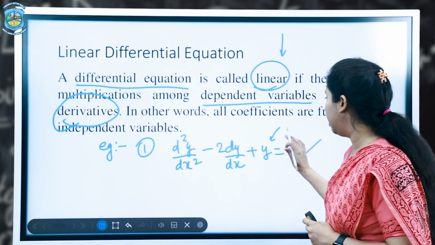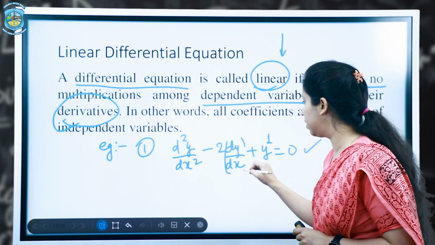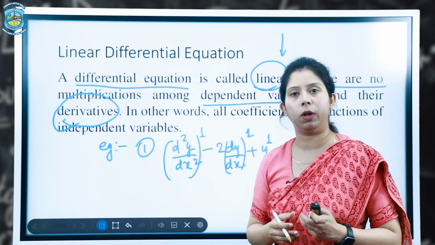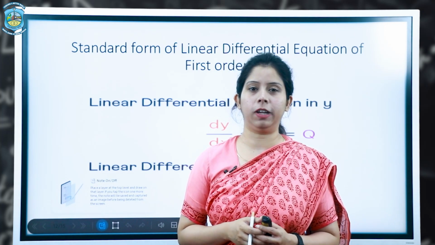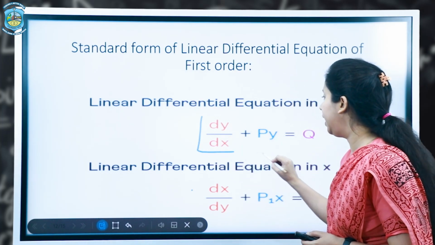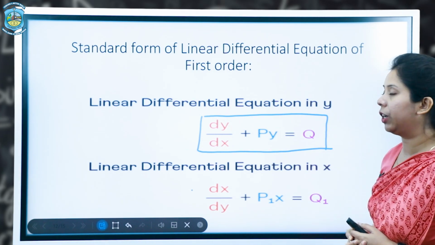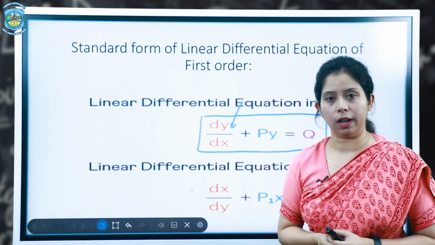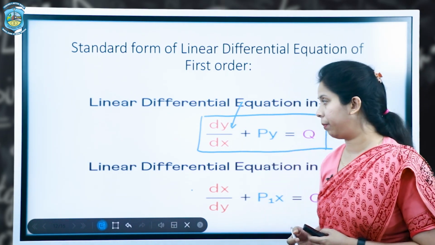We can also say that since the degree of the dependent variable is 1 throughout, along with the derivatives, the degree is 1 throughout. So, therefore, this differential equation will be called a linear differential equation. So, now moving on to the standard form of linear differential equations. A linear differential equation in y is expressed as dy by dx plus py is equal to q. This is the linear differential equation in y, because the dependent variable used in this differential equation is y. Here p and q are constants or functions of x.